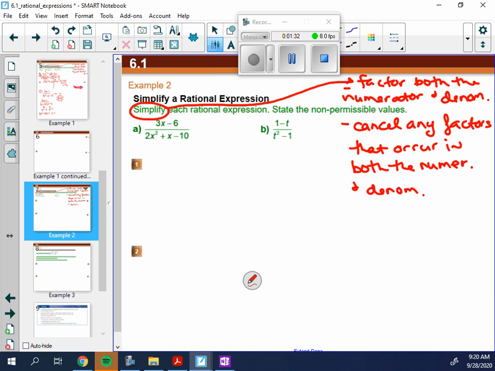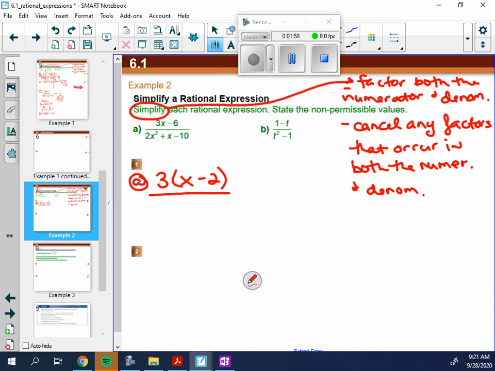So let's take a look at this first one. We have 3x minus 6. So how do you factor that one? The order's fine. The greatest common factor is just the number 3. So when I pull that out, my leftovers then would be x minus 2. Okay? That one is just simply a greatest common factor. That's all there is.